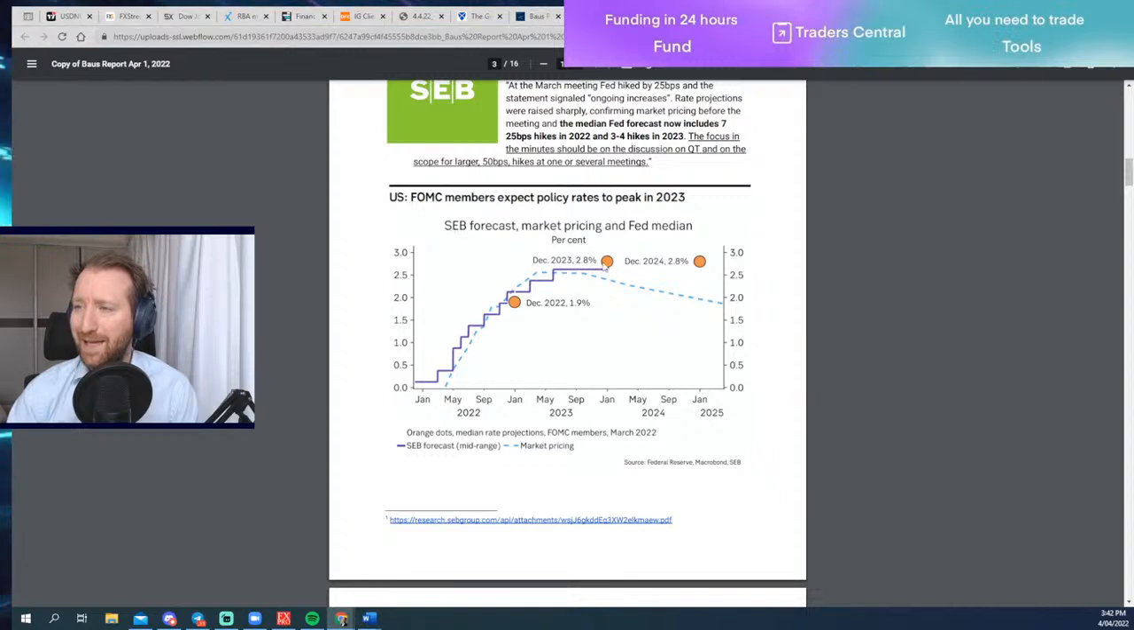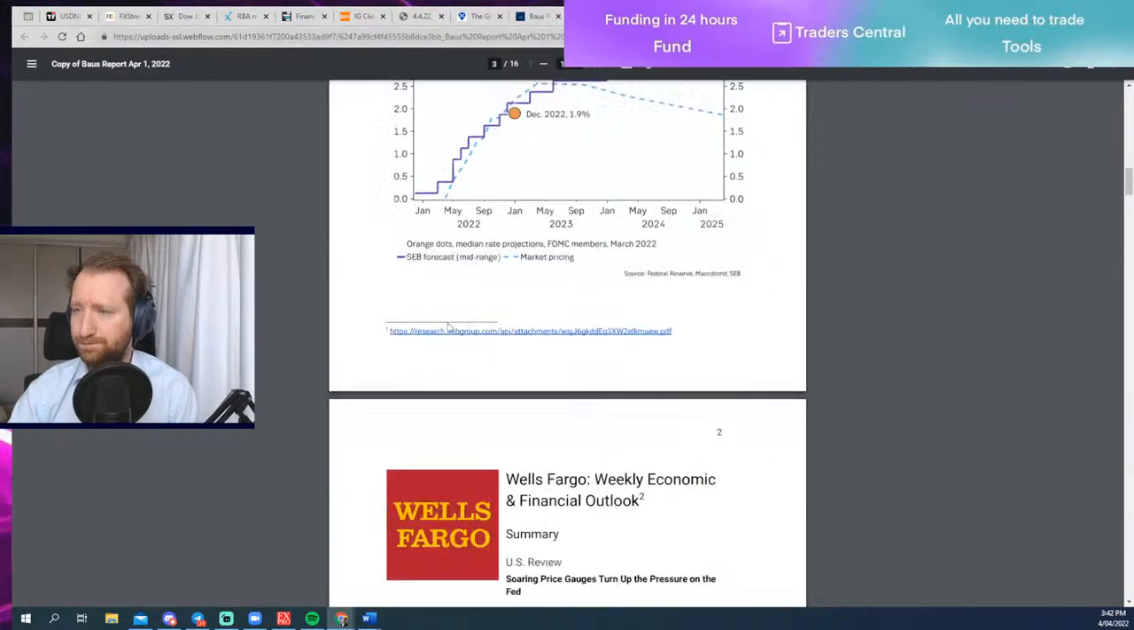So I mentioned here 3% by 2023, and also we can see here that there might be, or well, I would also argue that it's also priced in an expectation of a 50 basis point rate hike in May and another in June, as far as I know.